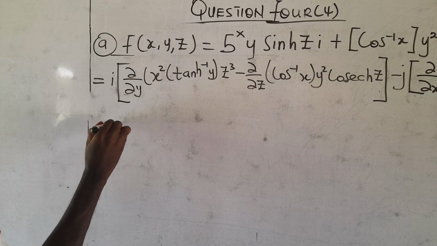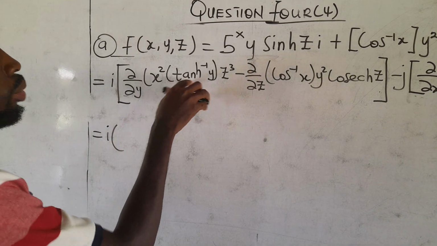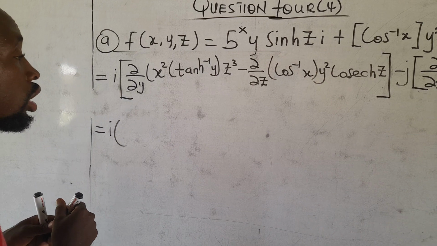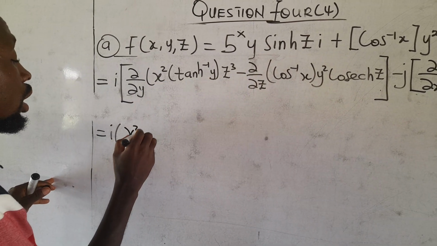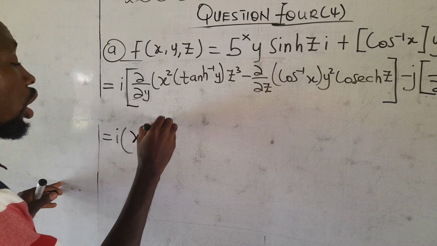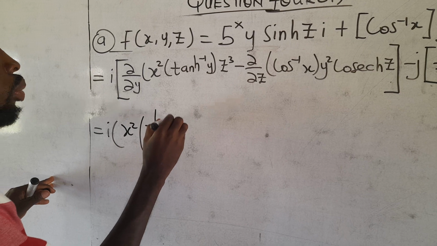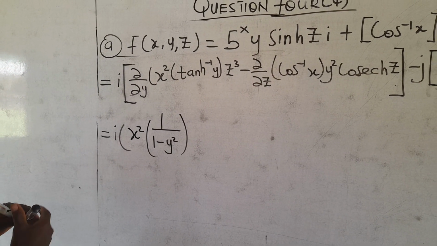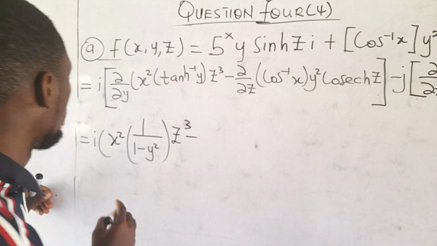So now we find the partial differentiation of this with respect to y. Our concentration will just be on tanh inverse of y. The x squared and the z cube will be held constant. So we have x squared. When we differentiate tanh inverse of y, we get 1 over 1 minus y squared. Please check out my videos on how to differentiate inverse hyperbolic functions on YouTube. Then we have z cube minus.